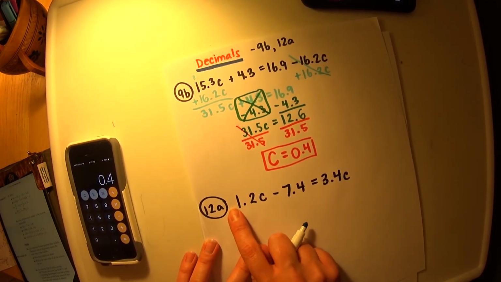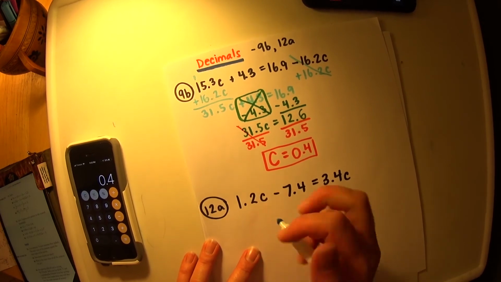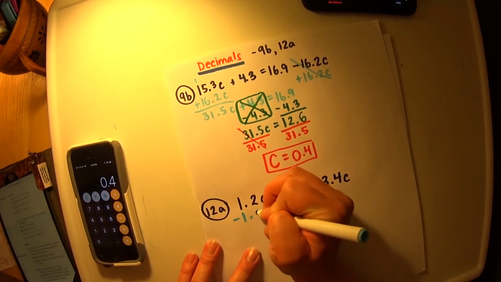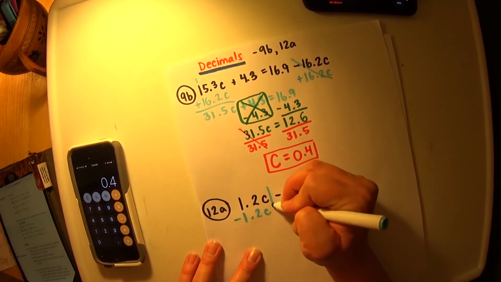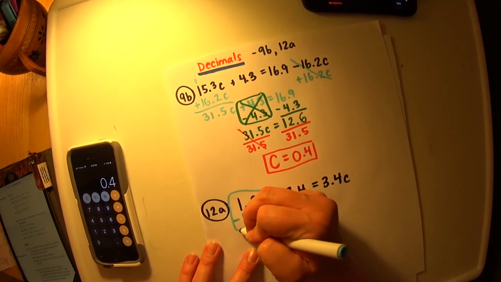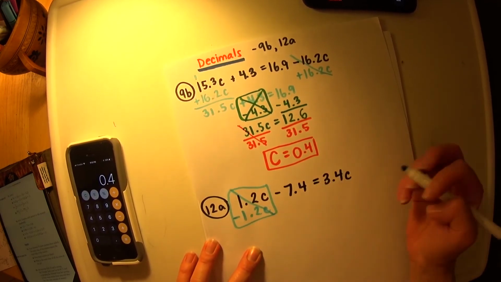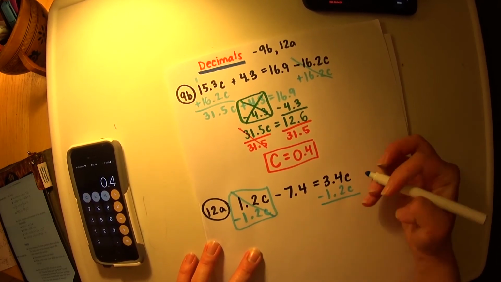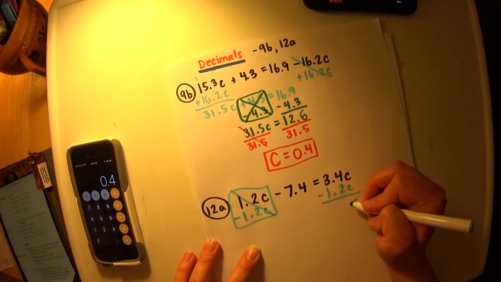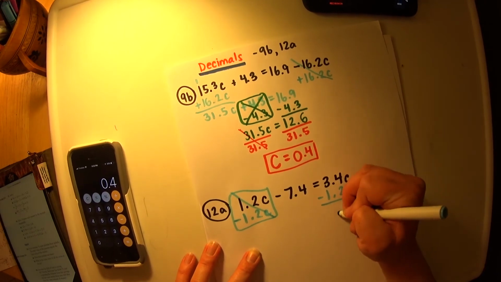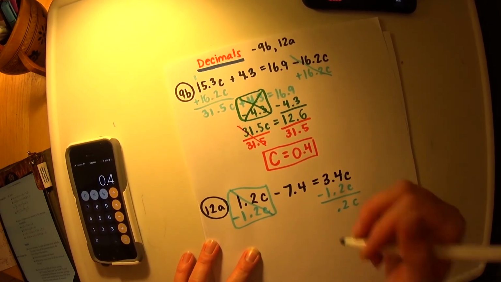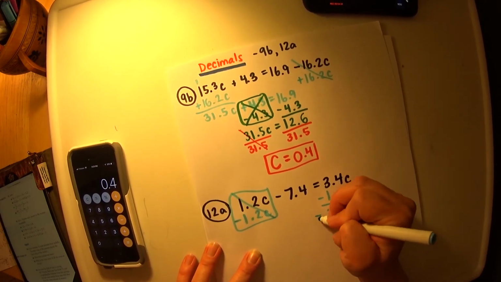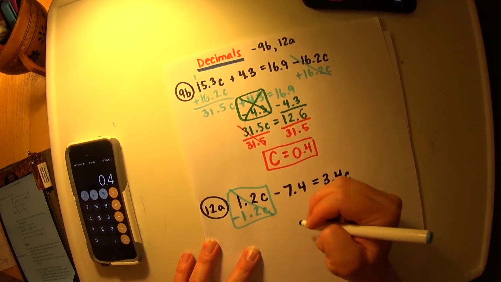So opposite of positive 1.2c would be minus 1.2c. So then that is gone. But then I have to do it over here, minus 1.2c. 4 minus 2 is 2. Decimal down, 3 minus 1 is 2. So I'm left with 2.2c on the right side.